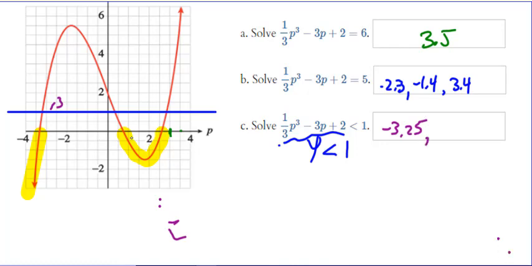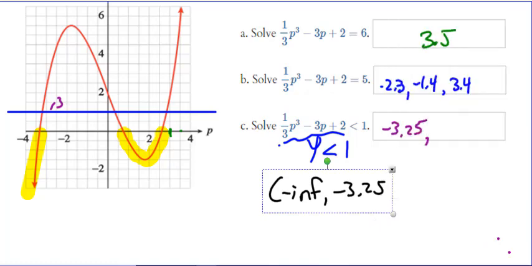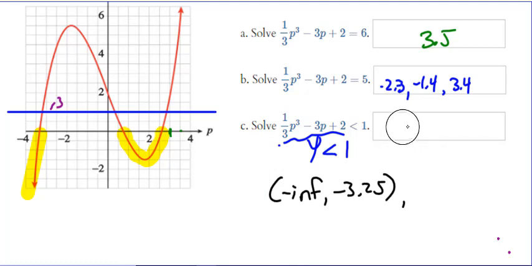Comma. Well, let me back up because I can't just put negative 3.25. I need to do something. It's two things. It's negative INF, comma, negative 3.25, comma, erase this.